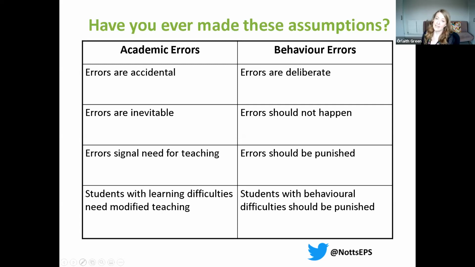Have you ever made these assumptions when a child makes a behavior error? Say they pass a note to their friend, or they interrupt the teacher when the teacher is speaking. Have you ever made the assumption that behavior errors are deliberate? They did that on purpose. They should not happen. It's not acceptable. The errors should be punished. And students with behavioral difficulties should be punished rather than needing modified teaching.